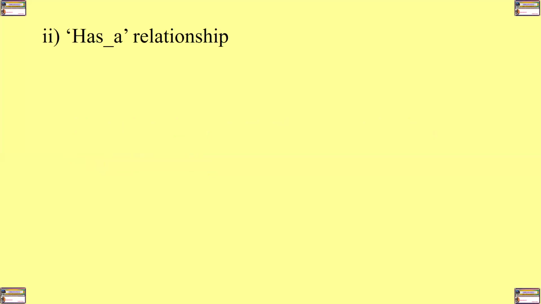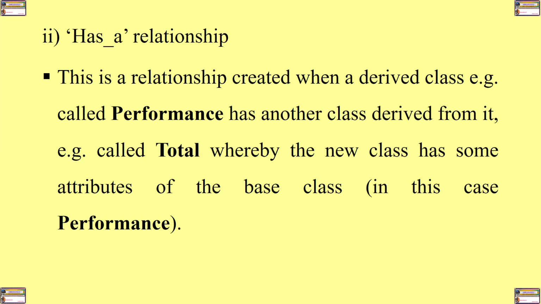And what do we call has-a relationship? Now, this is a relationship that is created when a derived class, for example, performance, has another class derived from it. For example, if you have a class called total, whereby the new class has some attributes of the base class, in this case, performance, we can say that we have what we call has-a relationship.